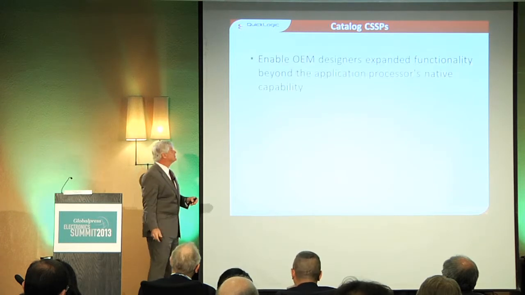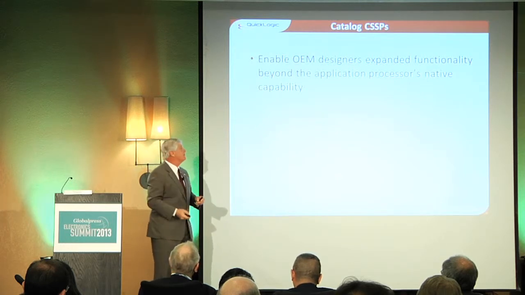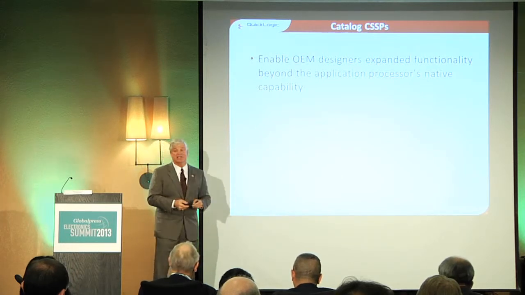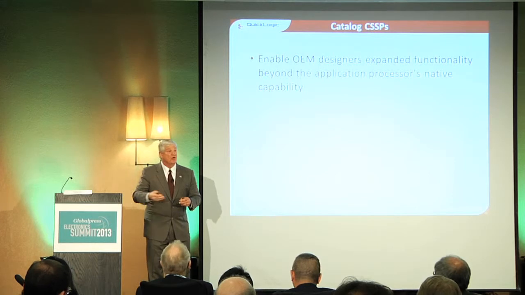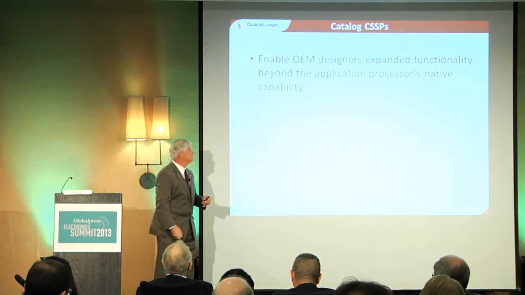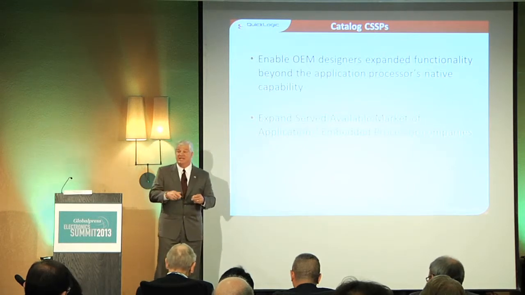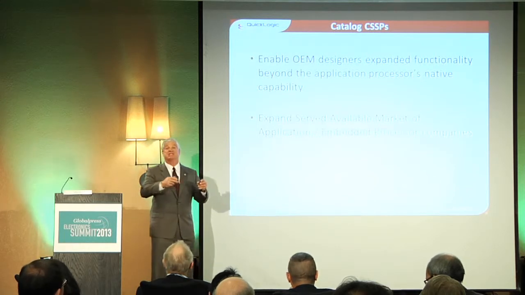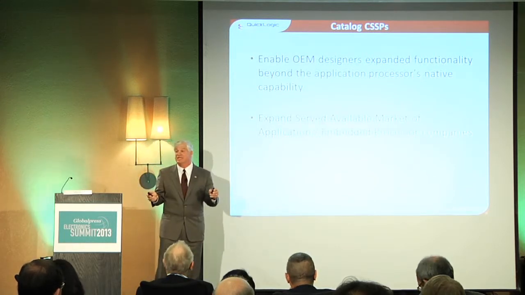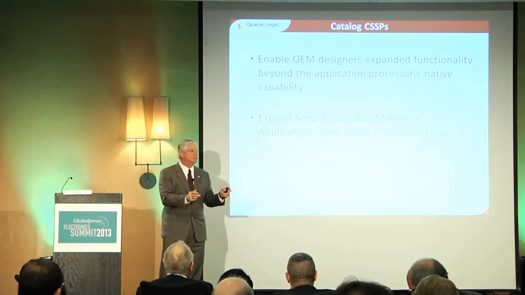So Catalogue CSSPs will really give the end customer expanded functionality over what the application processor natively can supply, whether it be a camera interface or SDIO circuitry. The benefit to our application processor partners is it enables them to expand their served available market without changing or revving their silicon, and it makes their decision much easier as to what they are going to dedicate to silicon.